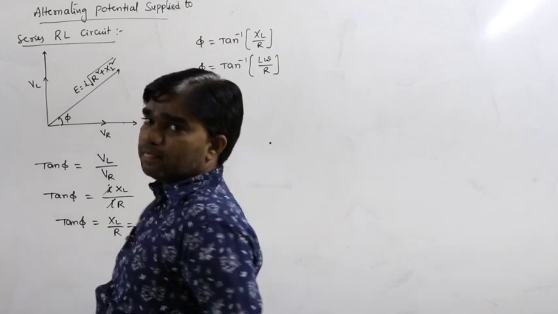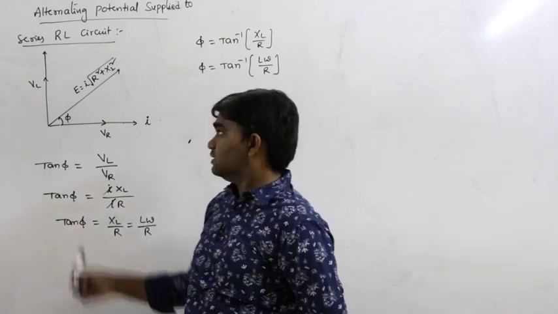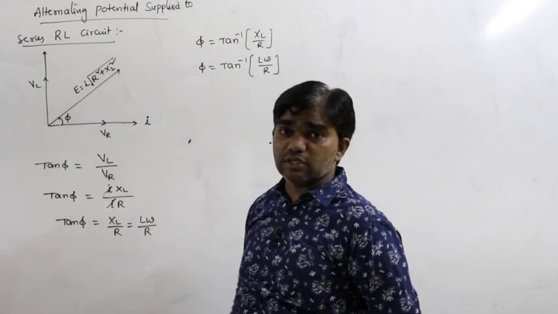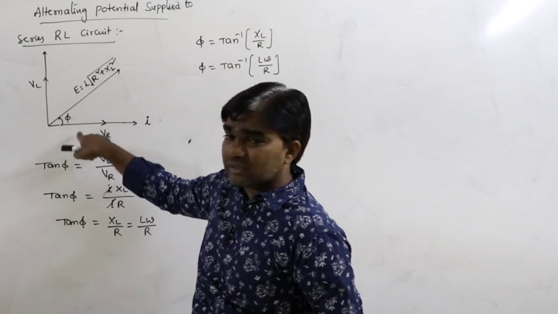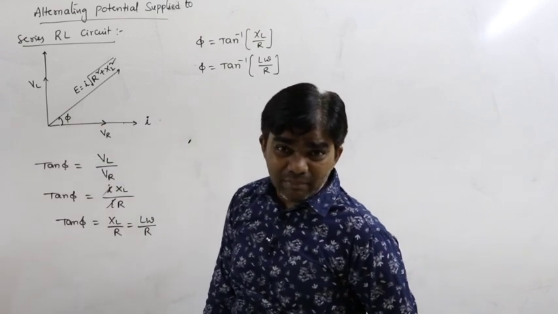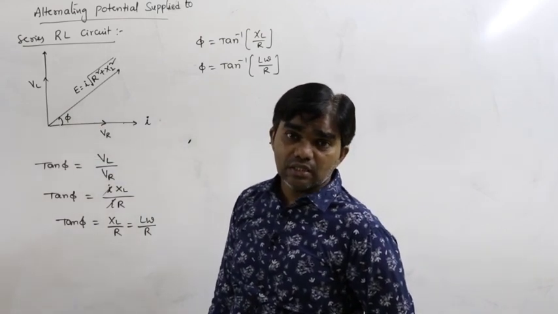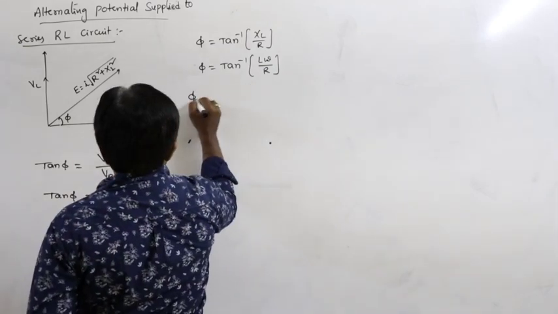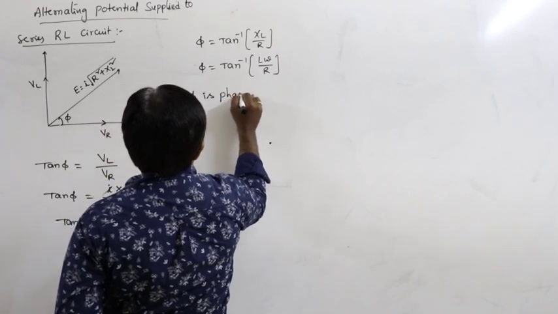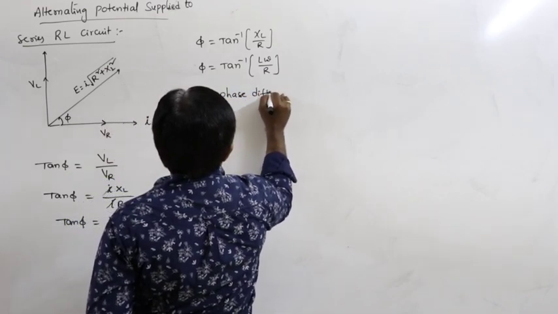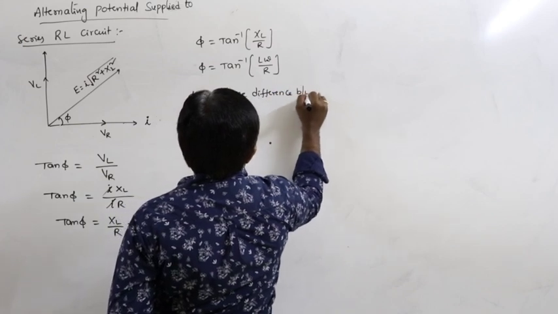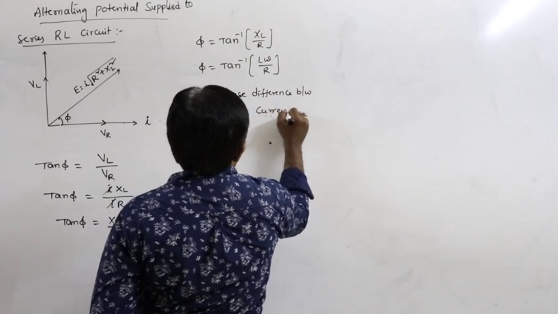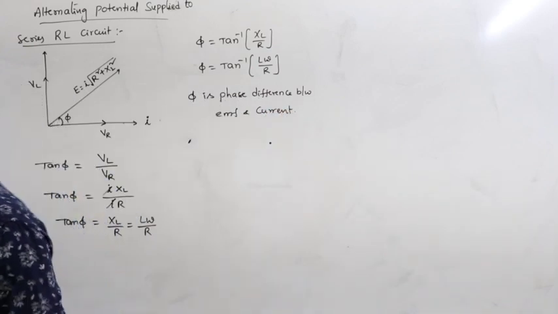So what is this phi? The phase difference between the EMF and current. So this is the net potential in the circuit. E is the net potential in the circuit and it makes an angle phi with current. So that means net EMF varies by an angle phi than current. So phi is the phase difference between EMF and current.